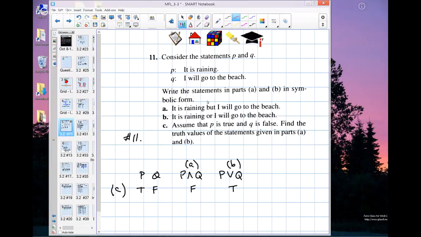Okay, so let's go right to C. It says, assume that P is true and Q is false. So that means in a truth table, we're only interested in that line, Elliot, where P is true and Q is false. And then it says, find the truth tables for part A and B. Well, A was what? It's raining and I will go to the beach. So that's P and Q. And part B is, it is raining or I will go to the beach. So that's P inclusive or Q.